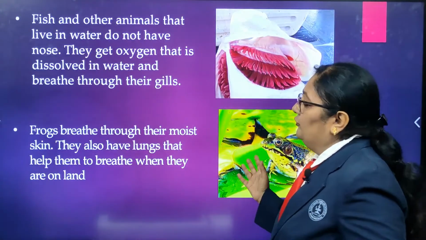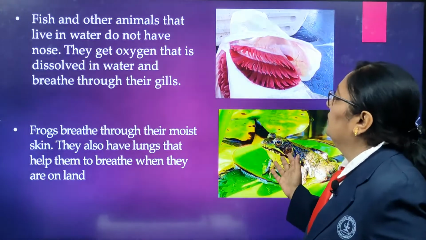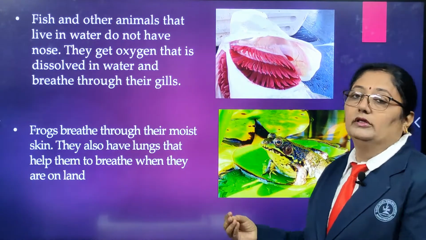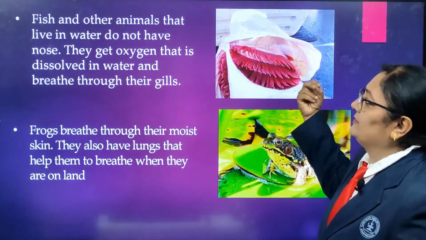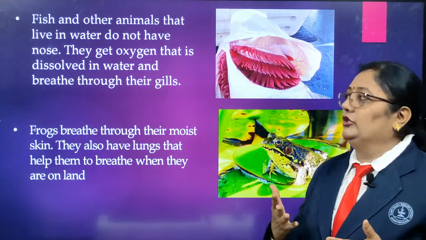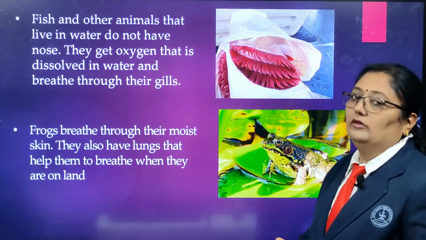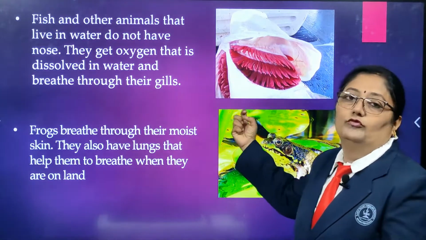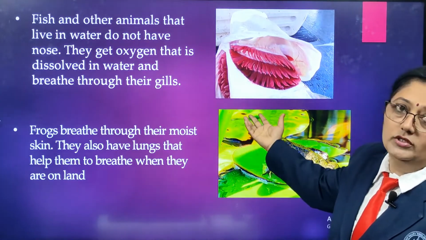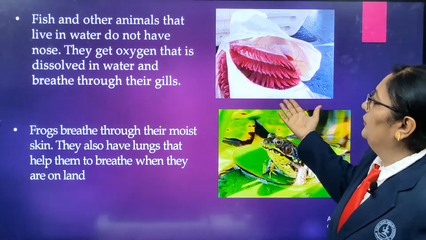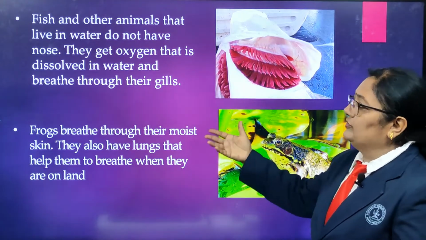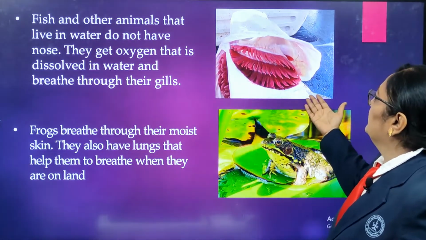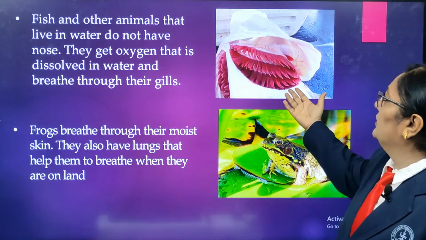Now if we talk about fish, fish also has an organ, and that organ name is gills. It lives in water, they do not have any nose, but still they are alive because they use the dissolved form of oxygen in water. So the breathing organ, the name is gills. Yes, you can see here the gills.